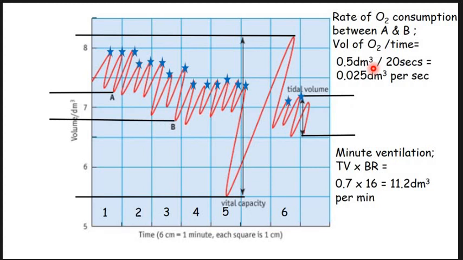So you just do volume of oxygen divided by time. So it was 0.2 decimetres cubed divided by 20 seconds. So the rate of oxygen consumption was 0.025 per second. And that's how you work those two out.